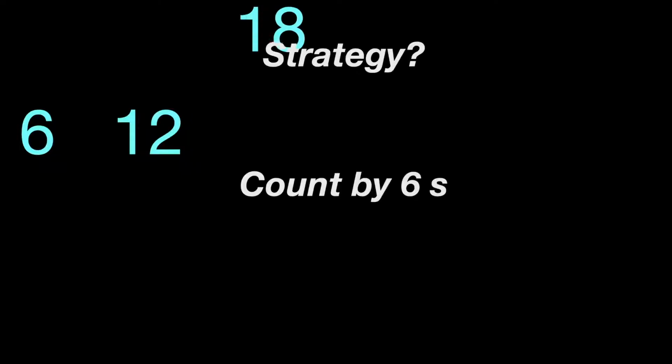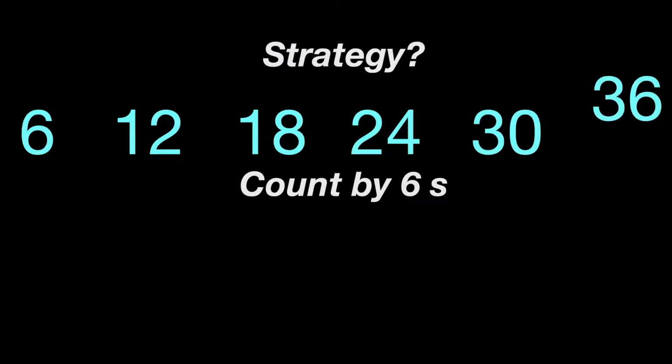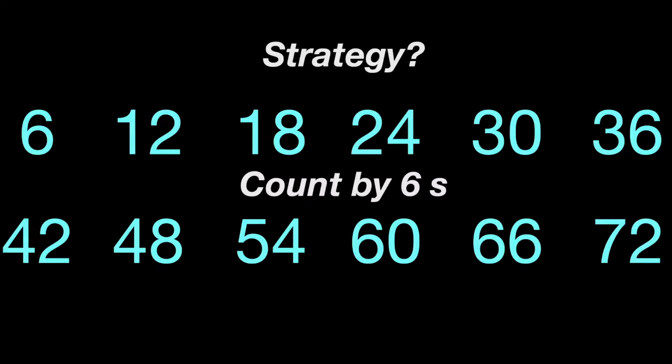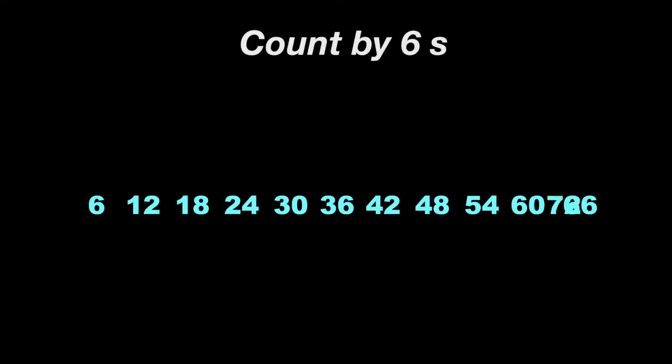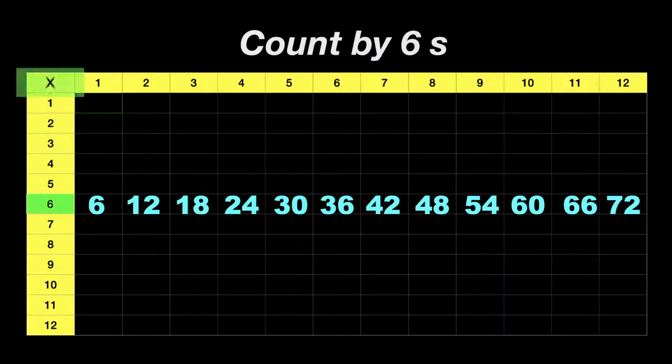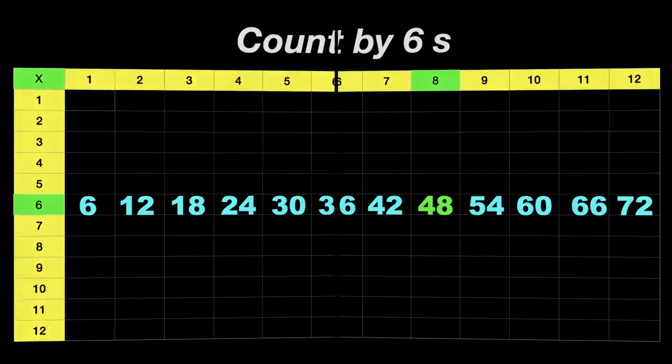Our strategy today will be counting by 6. Ready? 6, 12, 18, 24, 30, 36, 42, 48, 54, 60, 66, 72. On a multiplication chart, it would look like this. And for example, 6 times 8 equals 48. And with practice, this will get easy for you.